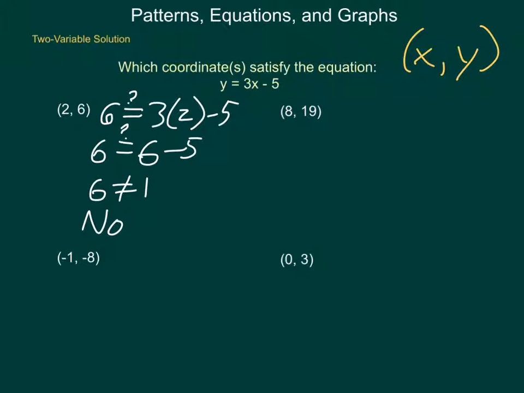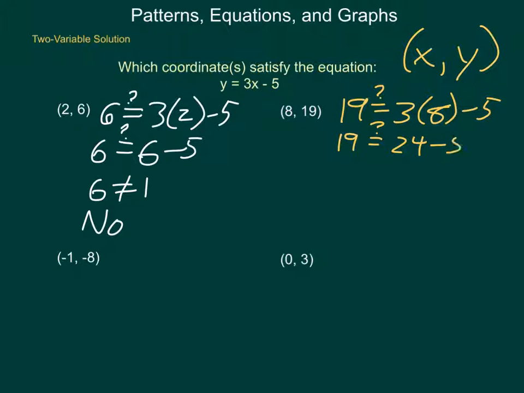Trying our next one, 8, 19. I substitute the 19 in for y, and that's supposed to equal 3 times 8 minus 5. Now, 3 times 8 is equal to 24. 24 minus 5 is 19. So does this satisfy the equation? And that answer is yes. So 8, 19 is a solution to this equation. But we have other points, and it is possible with different values for the given variables that there are multiple answers. Let's continue moving clockwise around the circle.